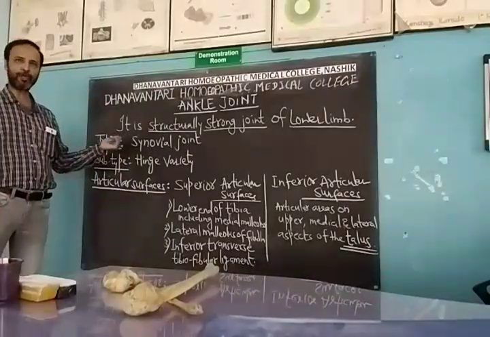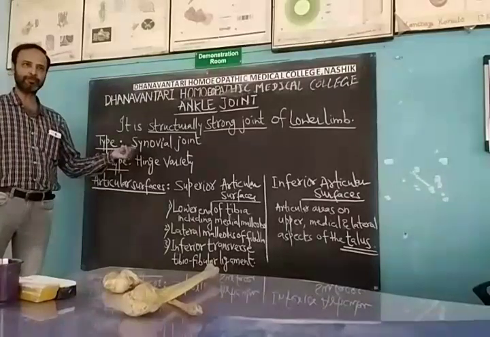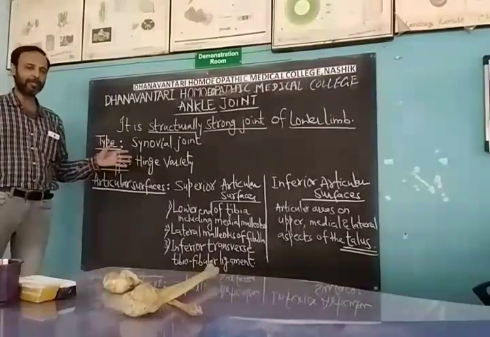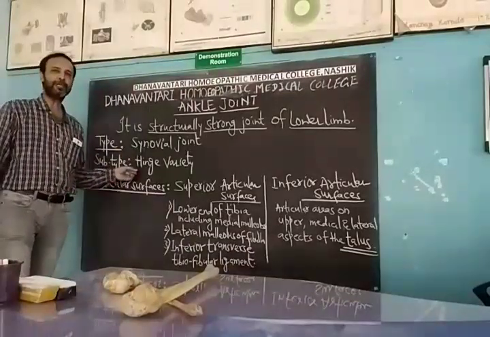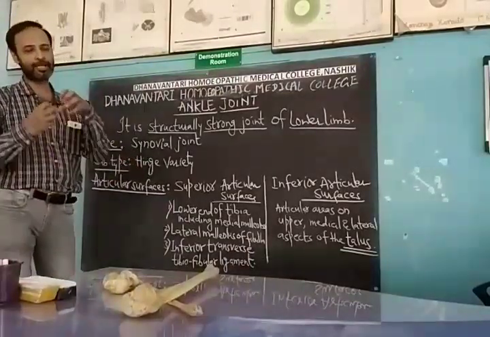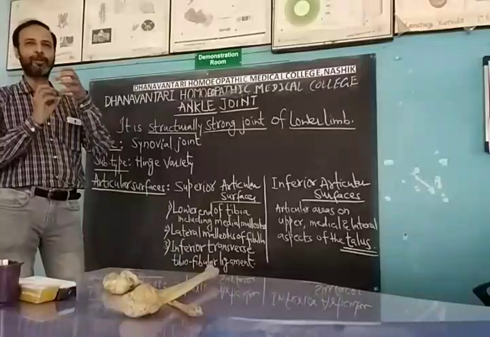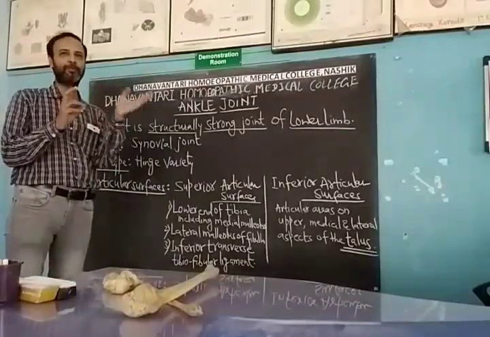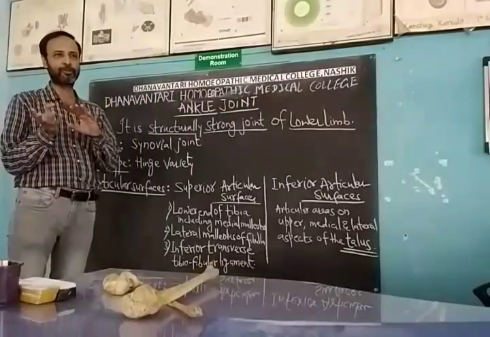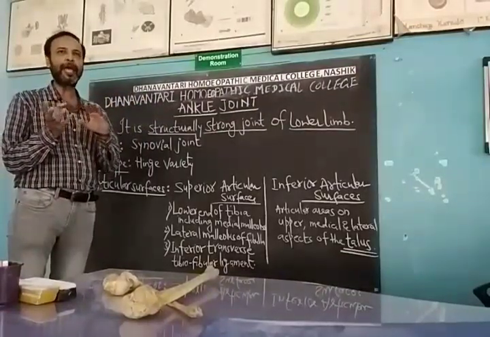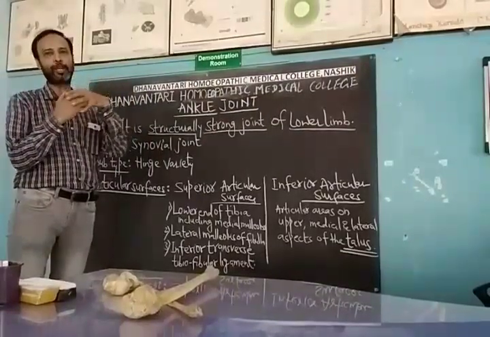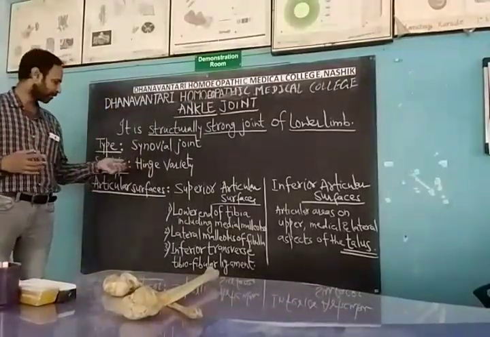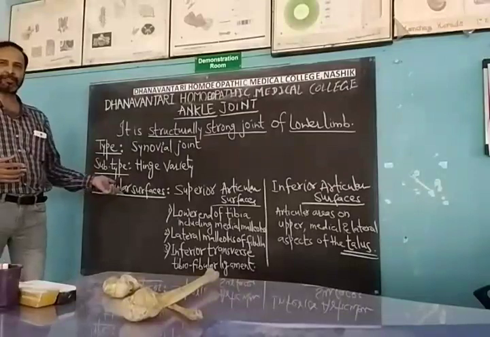Now the type of this joint: this is a synovial joint. As we know, all freely movable joints are synovial, and its subtype is the hinge variety. Here there is interlocking between the lower end of the tibia, that is the medial malleolus of the tibia and the lateral malleolus of the fibula, and the talus bone. So there is an interlocking here, therefore it is a hinge variety. Then we will see the articular surfaces.